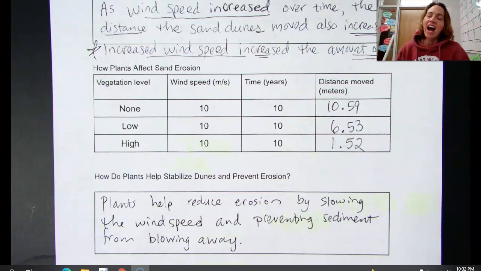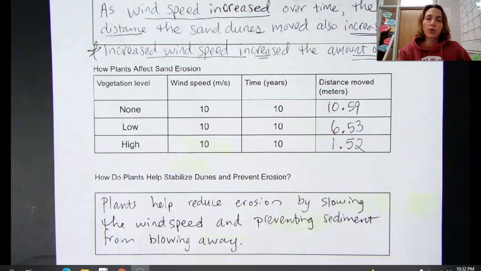Woo! All right, I hope that was expected. And if not, maybe it was a surprise. And this is a really important lesson. We need to keep vegetation on the land, especially in our sand dunes, which protect our coastal areas because it helps reduce erosion. That's a key point. You can be guaranteed, you will see a question like this on our test on Wednesday.